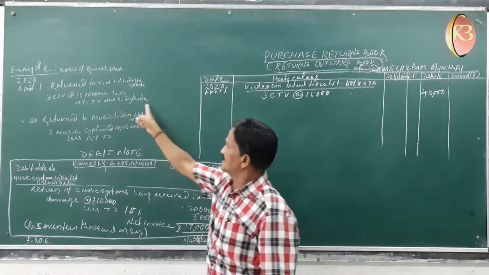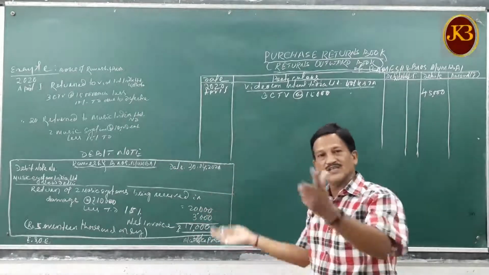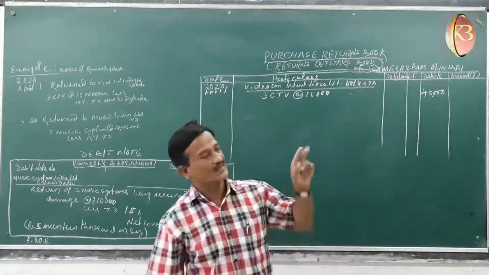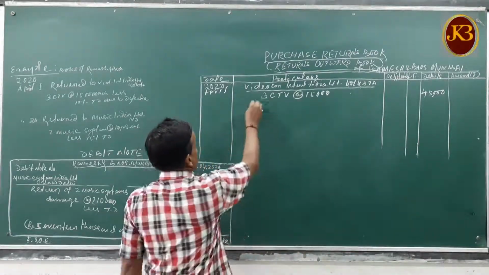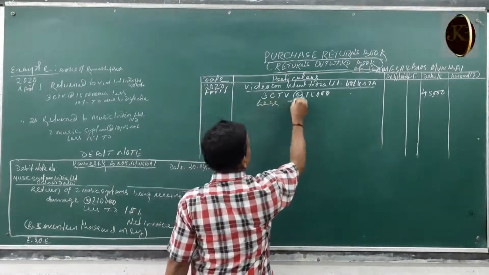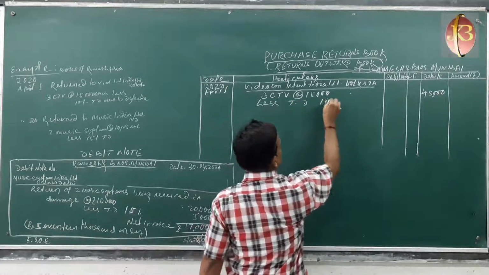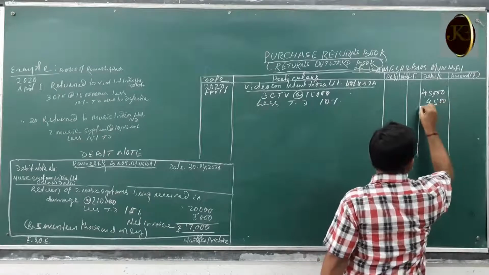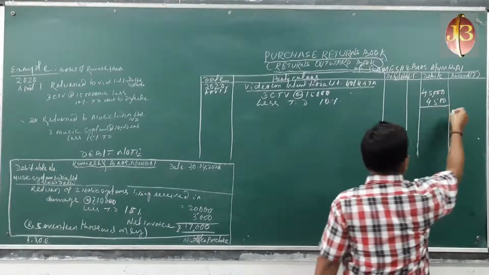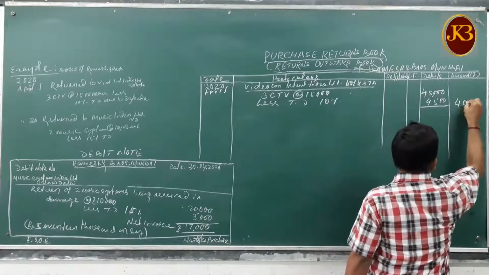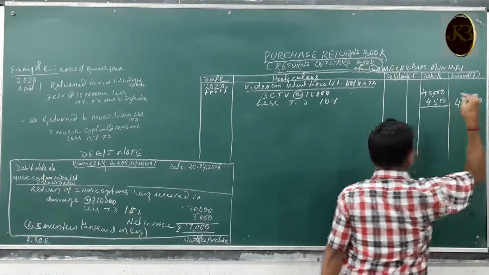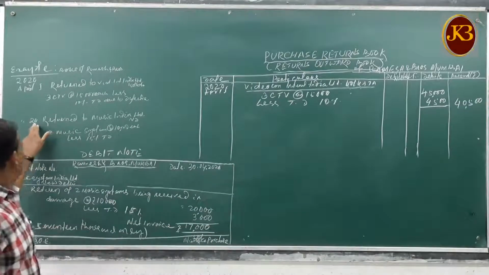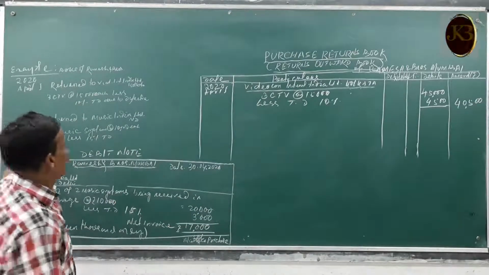Then less trade discount. As the goods were purchased with trade discount, they are also returned by subtracting the same trade discount. So less trade discount 10%, that is 4,500. So the remaining price is 40,500. This is the amount column that is to be shown. Then second, April 20.